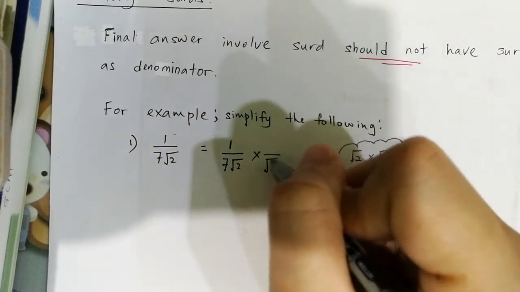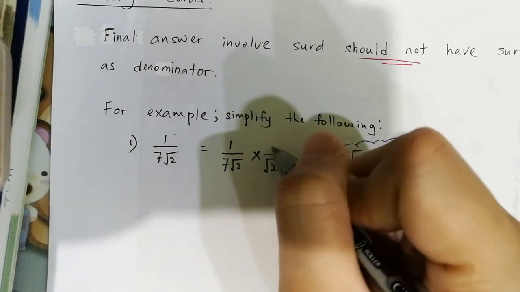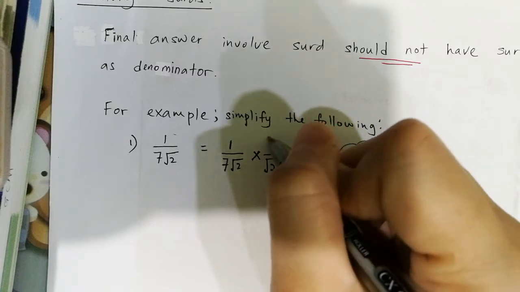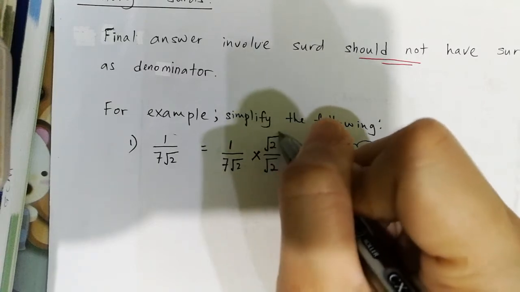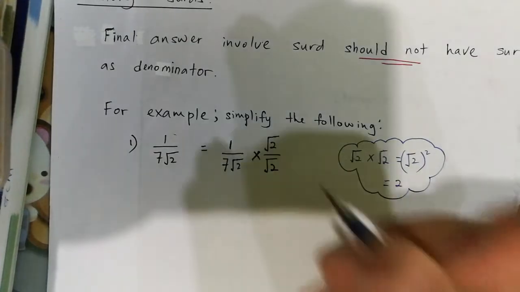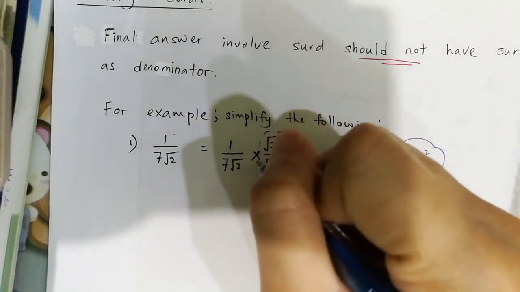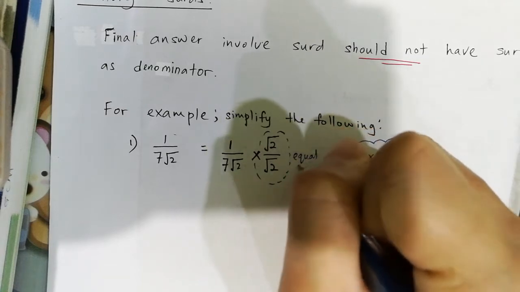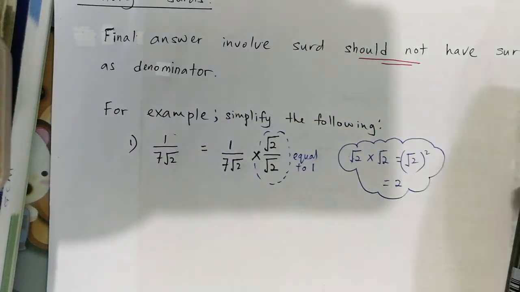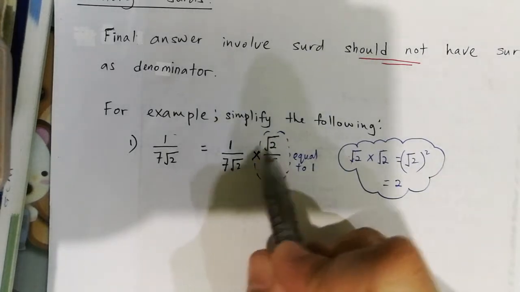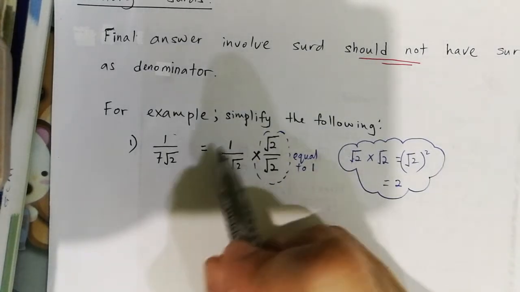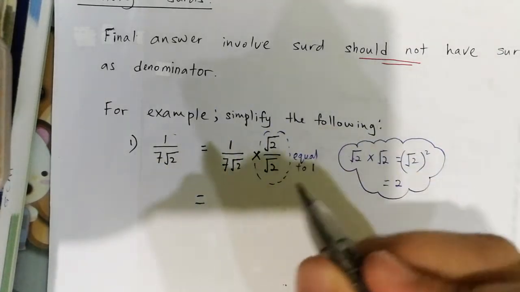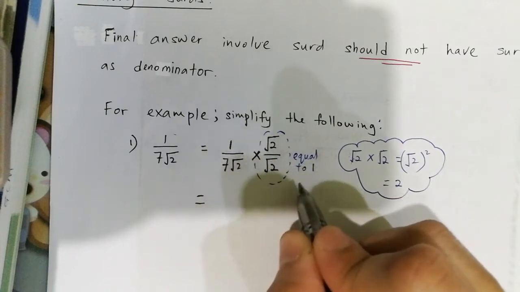So what we can do is multiply with 1. If the denominator is root 2, in order to get 1, meaning up and down the same, this part is actually equal to 1. Meaning to say, I just multiply with 1. Anything that multiply with 1 is still that thing again. I never change anything here. I just multiply with 1.